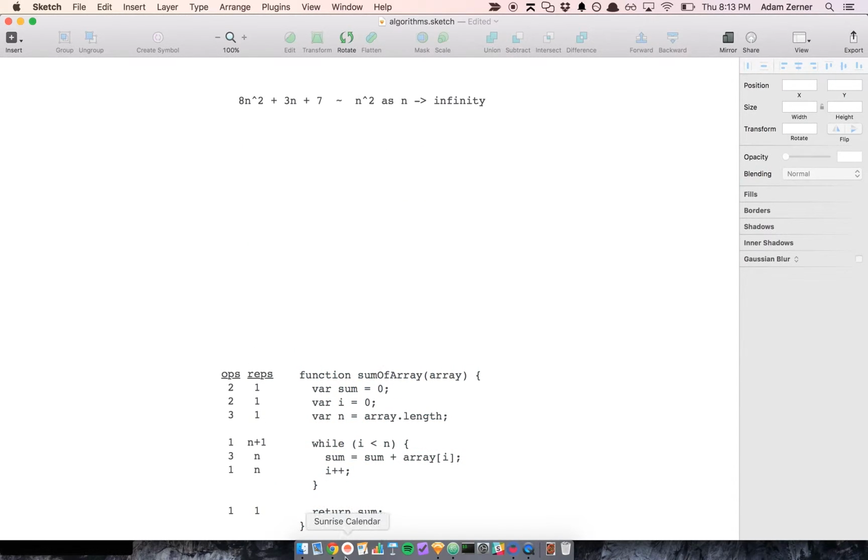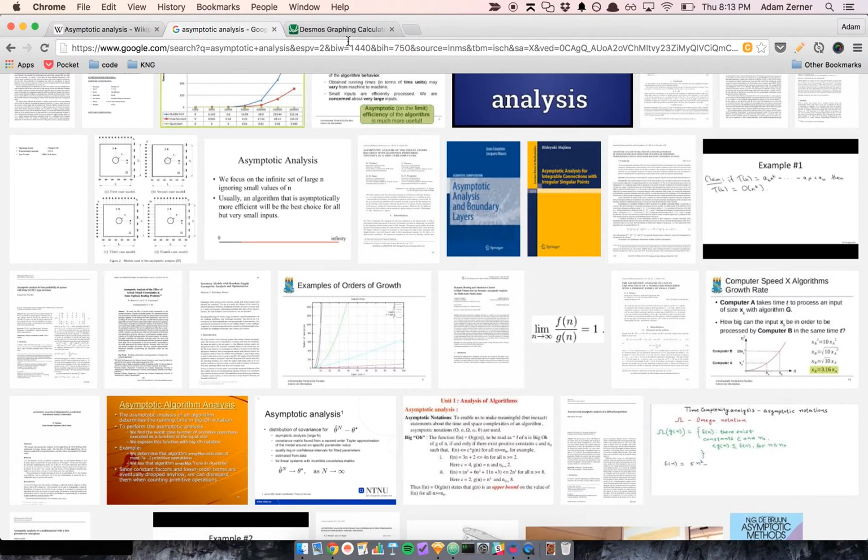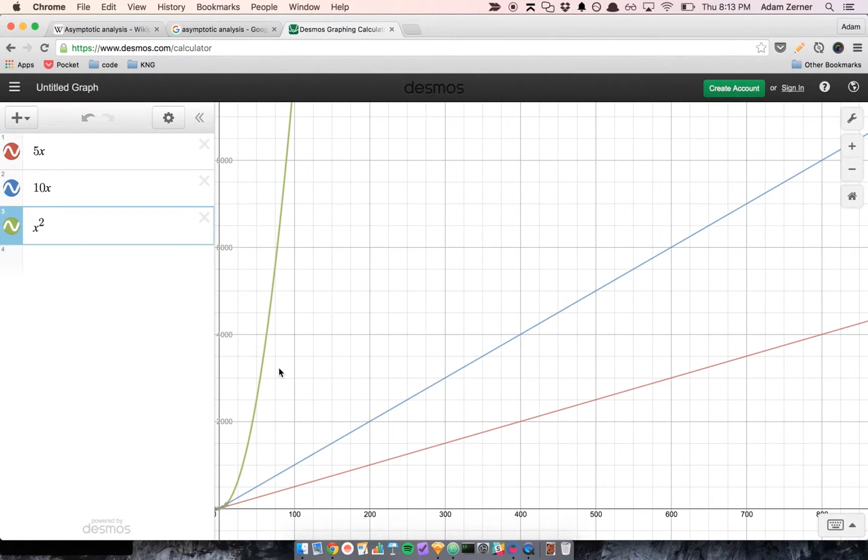And to show you visually why we do this, I graphed these three functions. Functions 1 and 2 are of the same order. Their highest order term is x, and function 3 has the highest order term of x squared. And what I want to show you is that the difference between 1 and 2 is a lot smaller than the difference between these guys and 3.